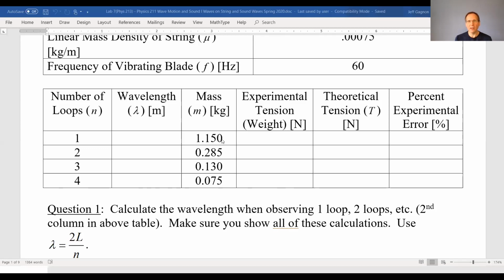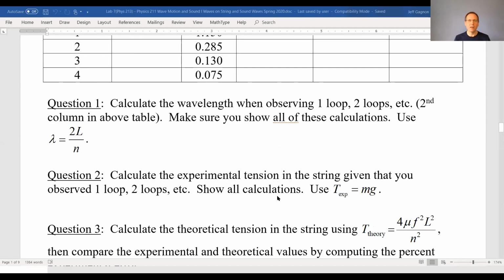So the experimental tension is simply the weight. And how do I calculate the weight if I know the mass of that hanger? Well, it's just the mass times g. In this case, we're using SI units, so it'd be this mass times 9.8, and that will give you the experimental tension. And you can calculate that for each of those 4 conditions.